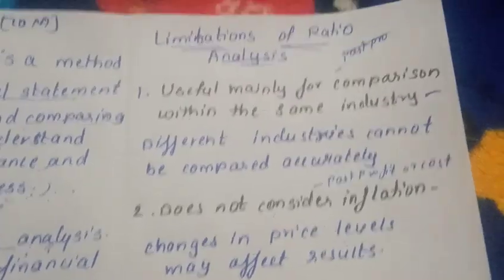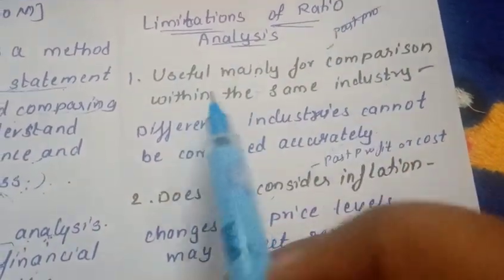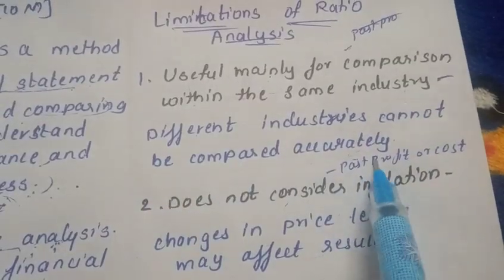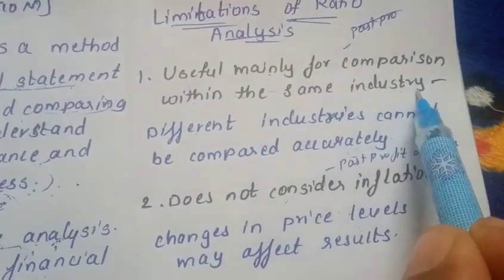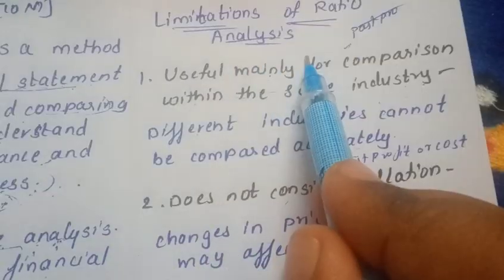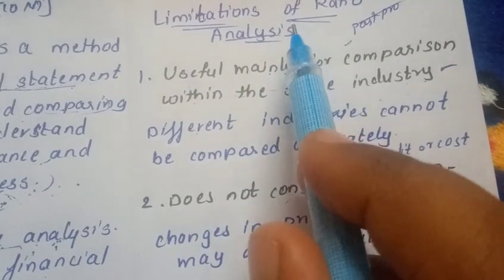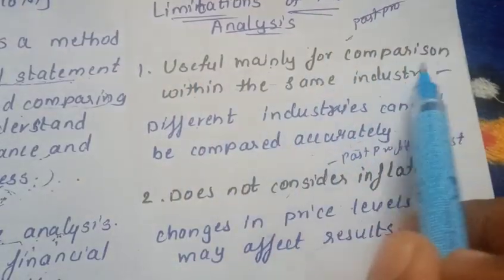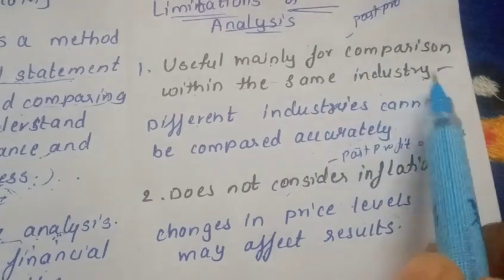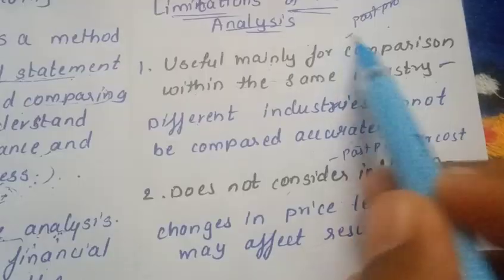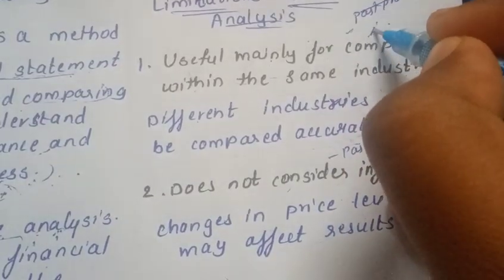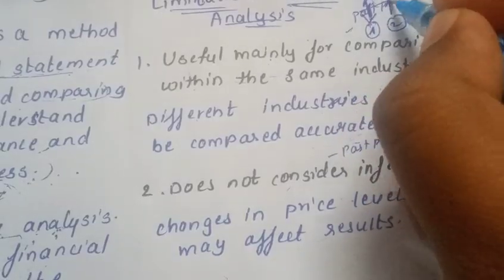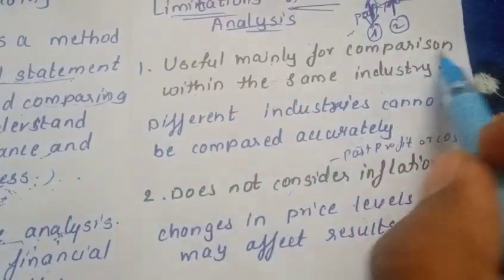Okay, limitations of ratio analysis. It is useful mainly for comparison within the same industry. Different industries cannot be compared accurately. We can compare debt, credit, profitability and efficiency, to see how this company one compares with company two, whether one has risen or come lower. So a company can be compared with the same industry.